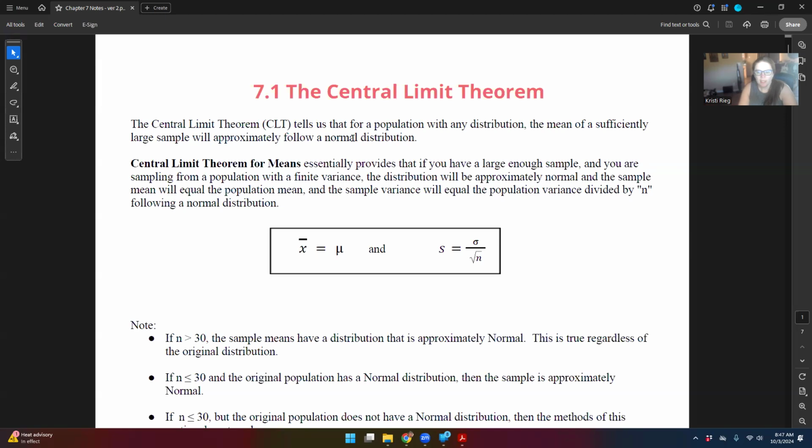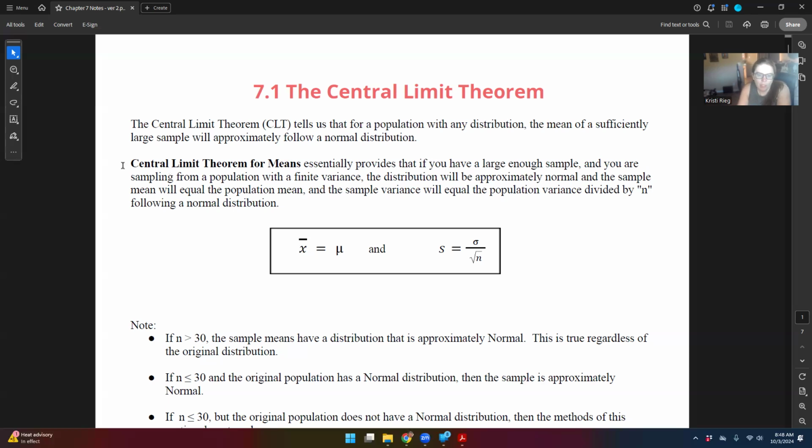And this tells us that for a population with any distribution, so that means skewed left, skewed right, uniform, or bell, the mean of a sufficiently large sample will approximately follow a normal distribution. So if our sample size is big enough, then it doesn't really matter what the distribution of the population looks like. The sample will be approximately normal, which lets us use all of the tools that we learned in chapter 6. There are two central limit theorems.